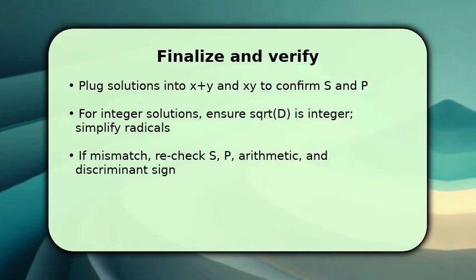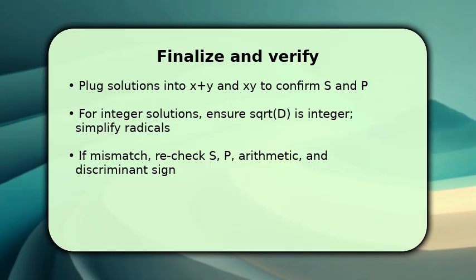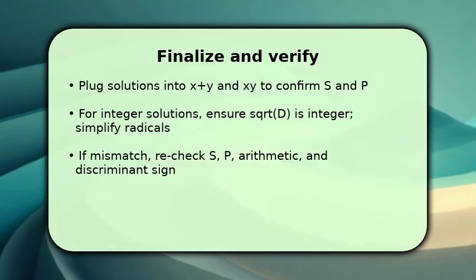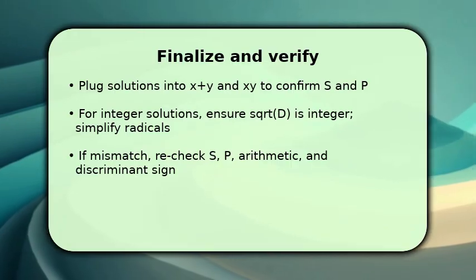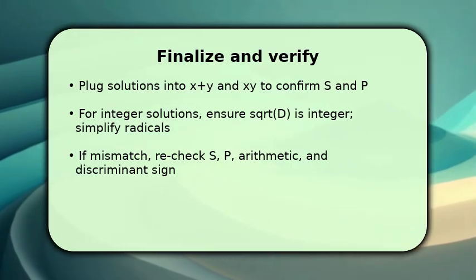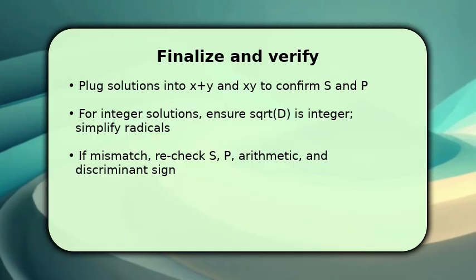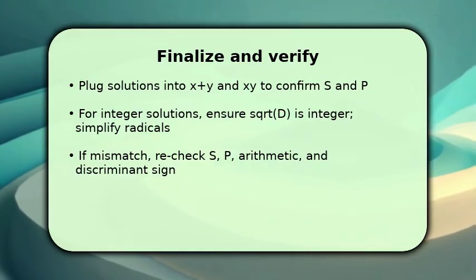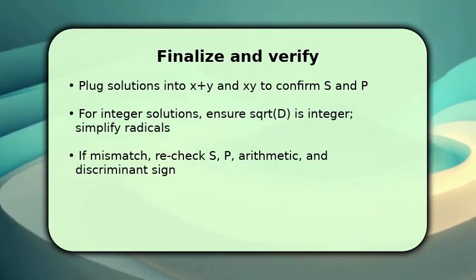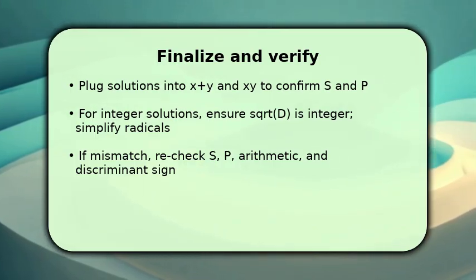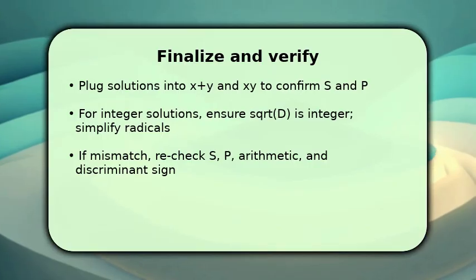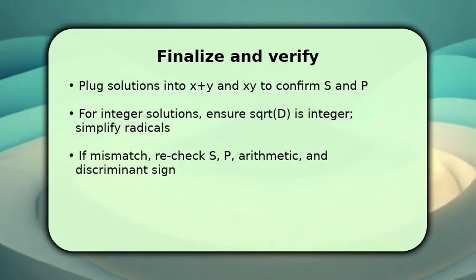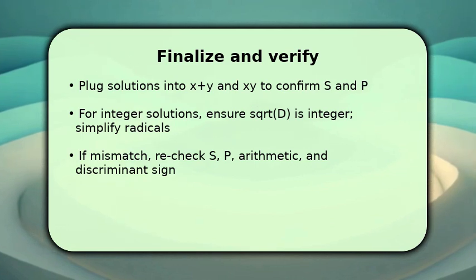For integer target problems, verify that sqrt d is an integer so the roots are rational, otherwise present simplified radical or complex forms. If results don't match, re-evaluate the discriminant calculation, arithmetic steps, and sign errors. One key troubleshooting tip: if outcomes disagree, recalculate d and the final divisions first. They are the most common source of error.